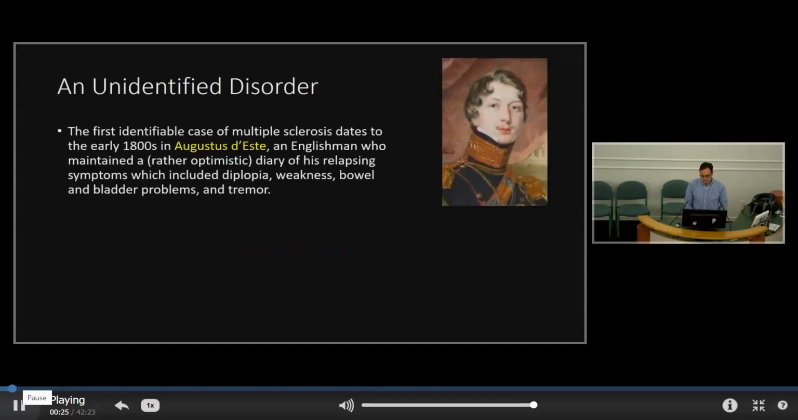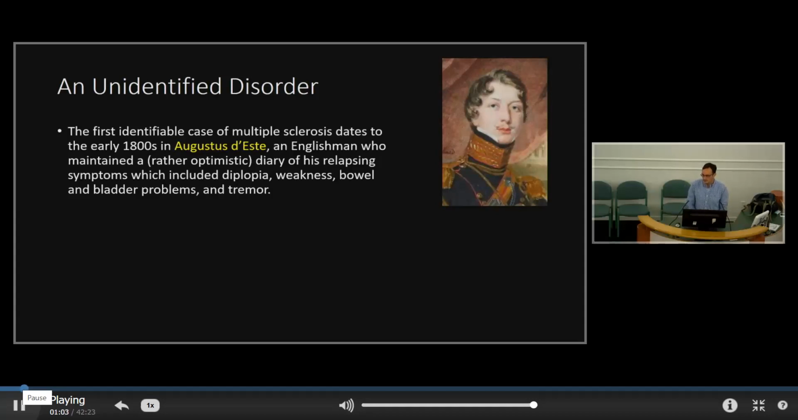Now, multiple sclerosis, or MS, has actually remained, like a lot of the disorders we talk about, unidentified for centuries. This is the fellow who probably has the first definite documented case of MS. An Englishman by the name of Augustus d'Este, and this was in the early 1800s. He was an interesting fellow. He maintained a diary of all his symptoms, and from the diary, it's quite clear that he had MS. And that tells you right away that MS is basically a clinical diagnosis, right?